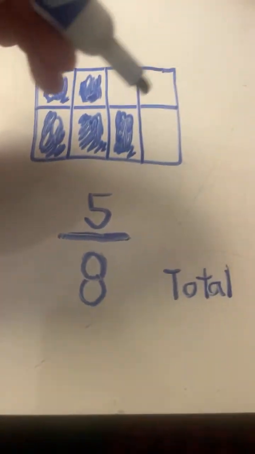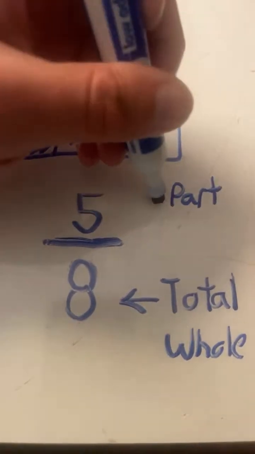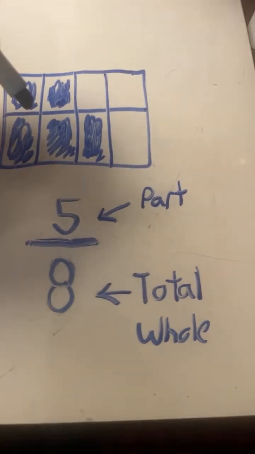So again, the denominator represents the total or the whole. And the numerator represents the parts, shaded or unshaded.